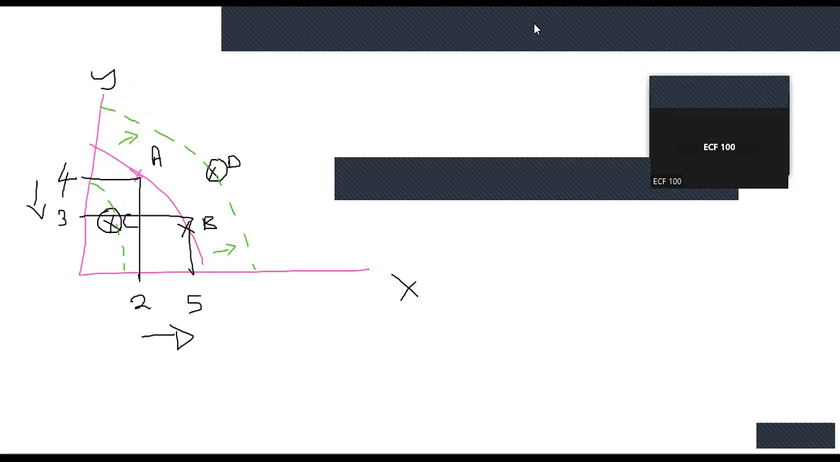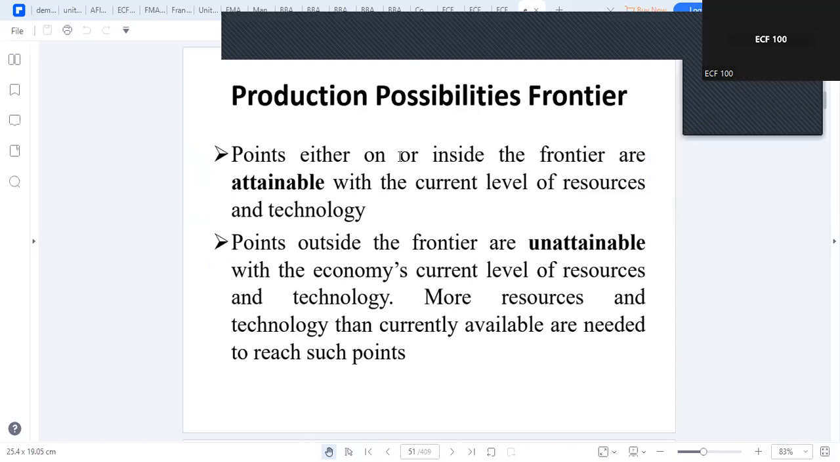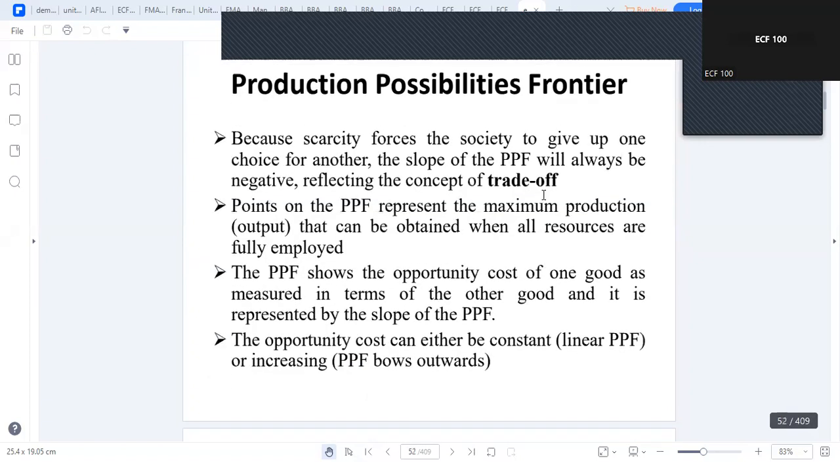Basically, the concept that the PPF brings about is that there are points that are inside the frontier. These points, at the current resources, simply imply that we are being wasteful. There are also points that are outside the frontier, which are unattainable at the current level of resources and technology. It means that the current economy needs or desires improvement. So because of scarcity, the PPF gives us the options available.